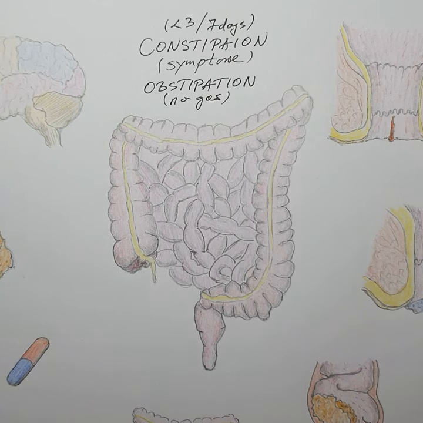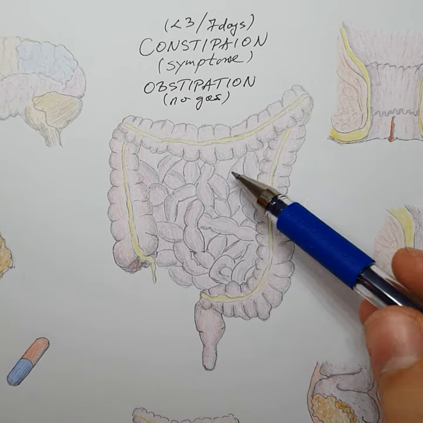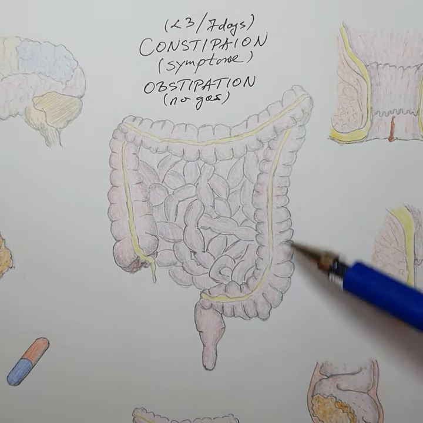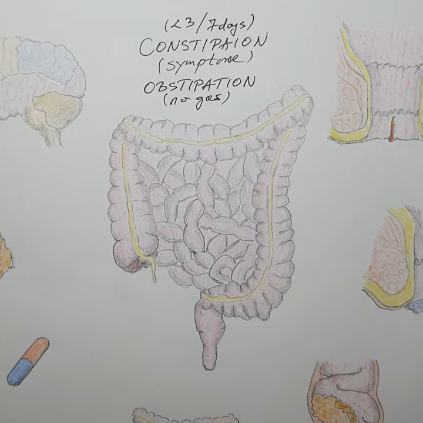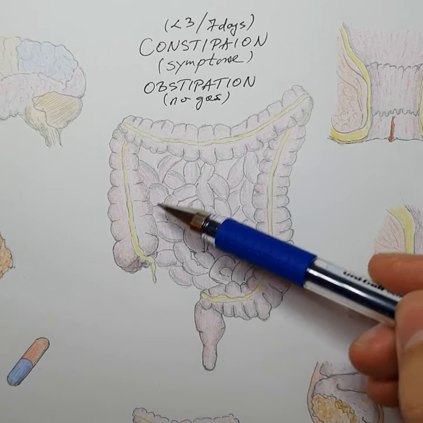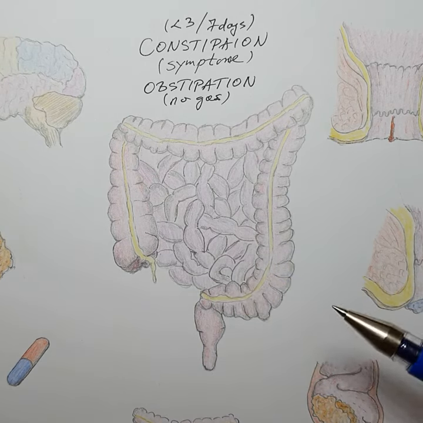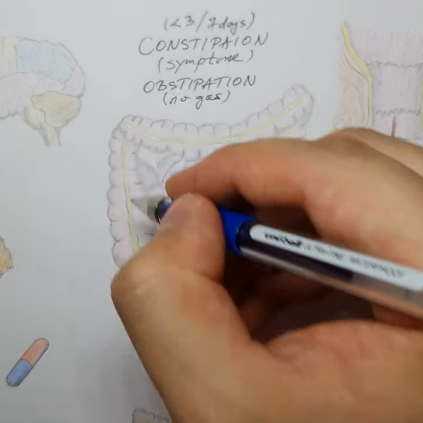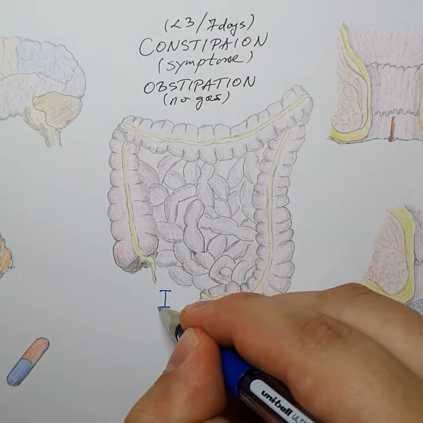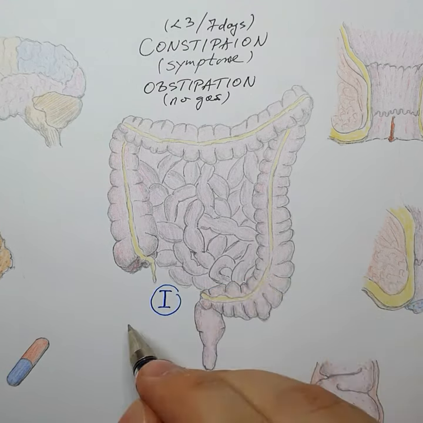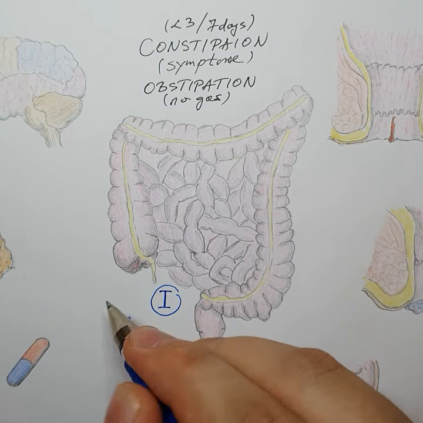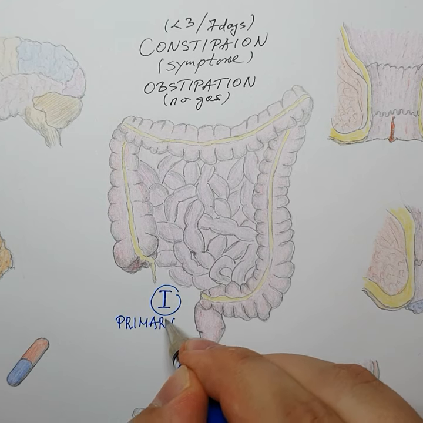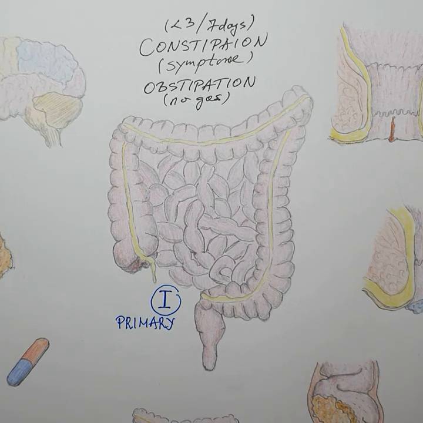First, constipation can be divided into primary. In this case, this is our gut, the small and the large intestine, the rectum and the anus. So this is anatomically and physiologically a normal gut. But if the patient has constipation and there is no underlying cause, that is thought of as primary constipation, or it is also called functional constipation.